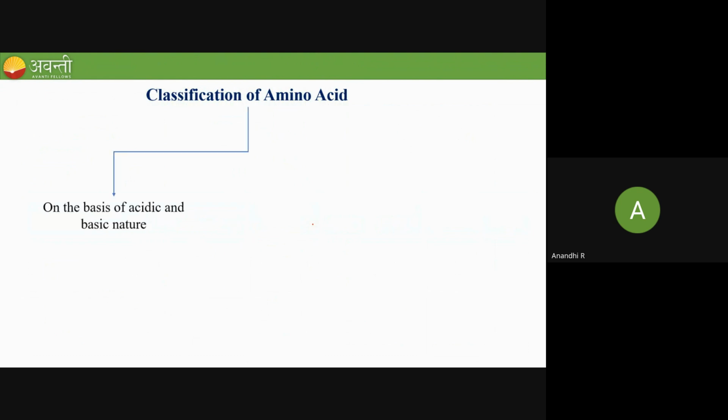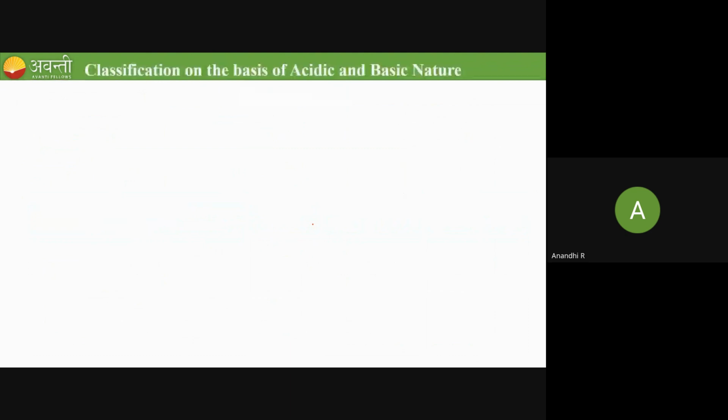Now we are going to classify those amino acids into two. First is on the basis of acidic and basic nature. Second is on the basis of source. Okay. So coming to the basis of acidic and basic nature, it is classified into three. First is acidic amino acid, second is basic amino acid, third is neutral amino acid.